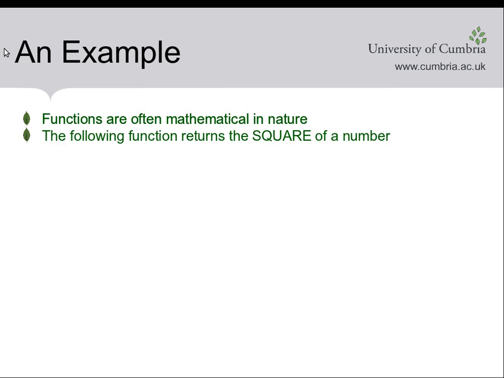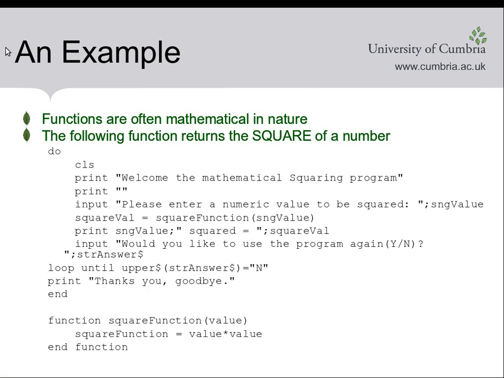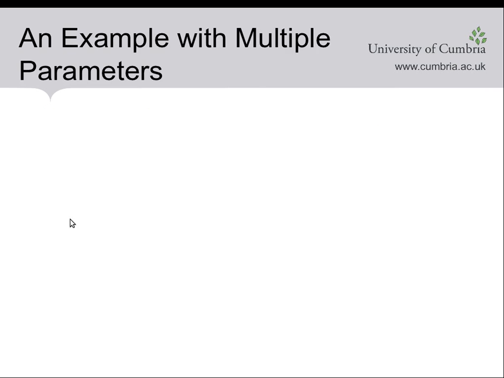So let's write a simple function that will return the square of a number, i.e. the number multiplied by itself. Here's a simple program which we'll see running in JustBasic in a minute. We just have a loop to enable us to use the program repeatedly. Clear the screen, output a little message saying what the program is. Have an input statement that gets a value from the user, and then this is the bit of code that actually does the business.